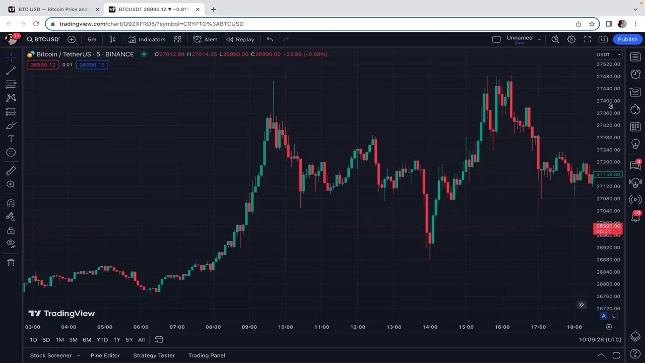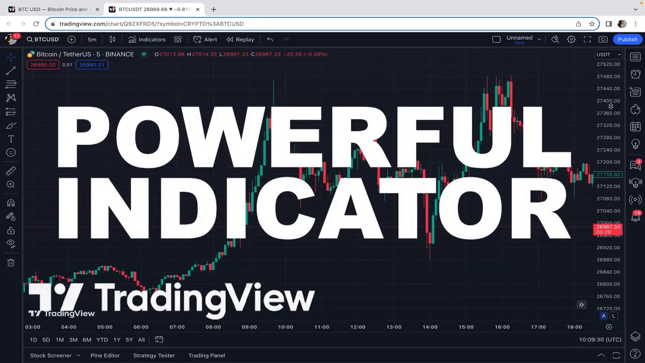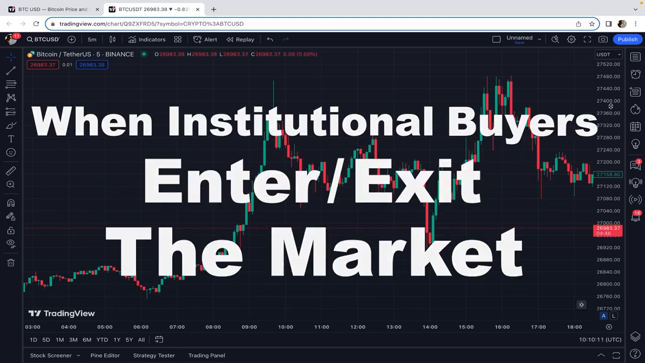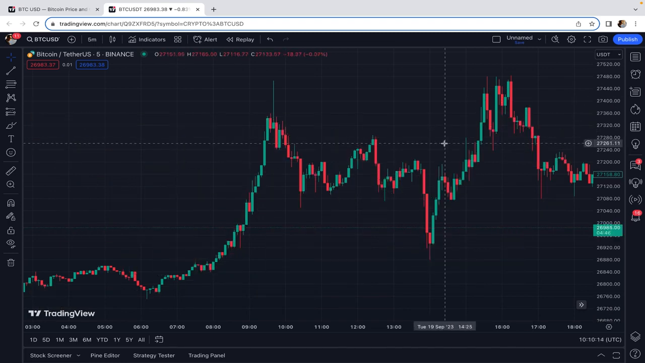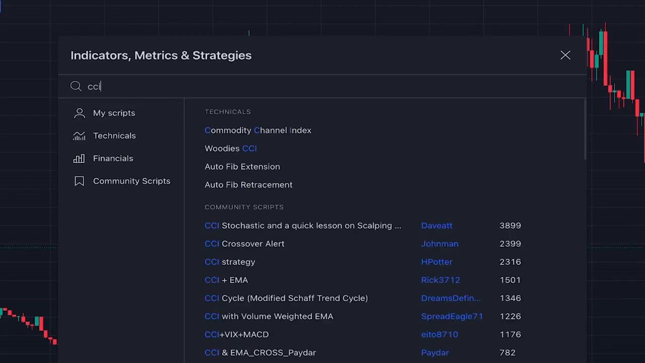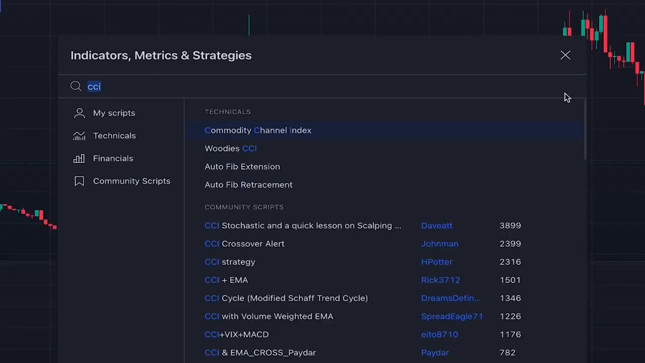In today's video, I want to introduce a powerful indicator on TradingView that helps you to know when institutional buyers enter or exit the market. Definitely you have encountered the situation when your indicator shows overbought condition. For example, you have RSI, stochastic RSI, CCI, or whatever that shows overbought, oversold condition in the market.